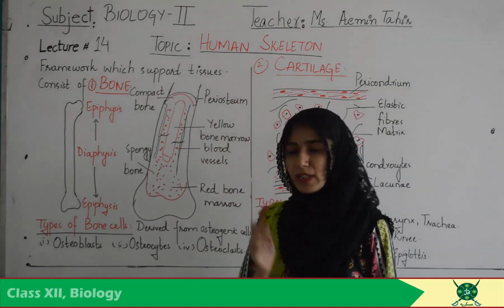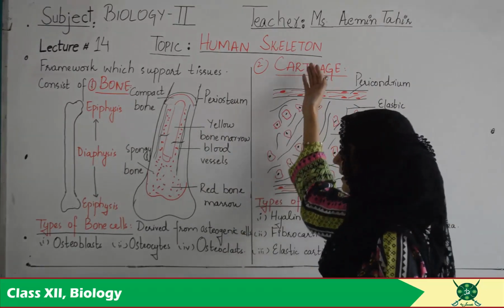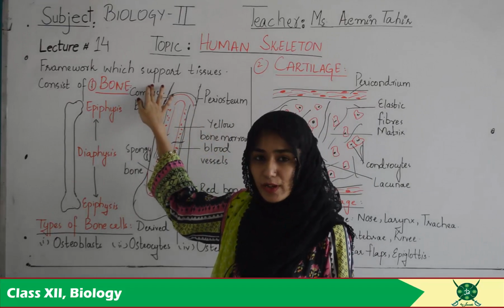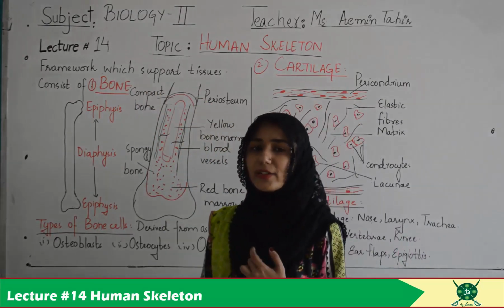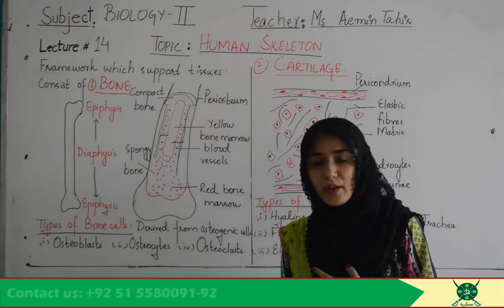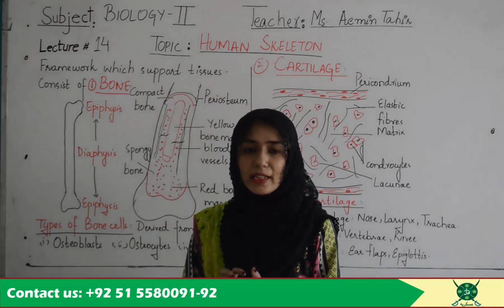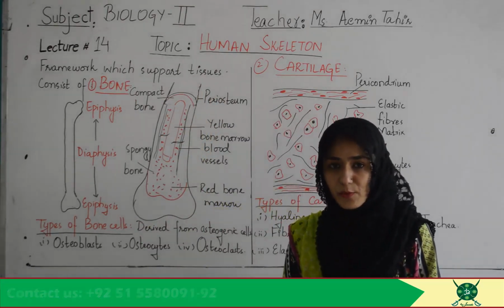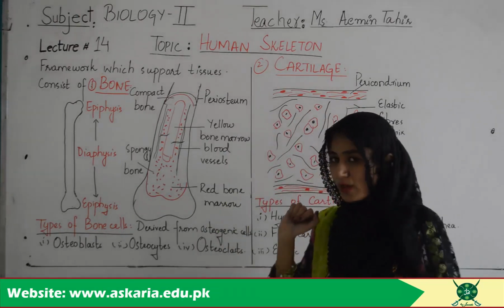And here we will discuss the first topic, that is the human skeleton. What is the skeleton? Skeleton is a framework which supports the soft tissues of the body. It supports, as well as helps in the movement also. Basically, the skeleton is composed of two major parts. First one is bone and second one is cartilage.